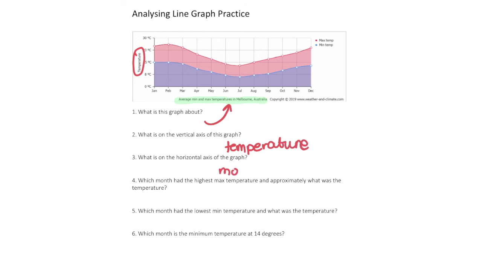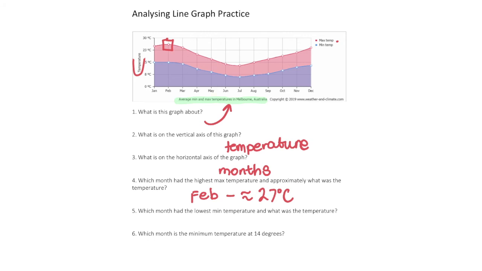It is months. Which month had the highest maximum temperature? So maximum temperature is this red line. Which one had the highest? Looking like Feb. Can you see it? And the temperature is something between 23 and 30. It's actually a bit tricky to see, but I'm going to go 27. Around, remember these squiggly equal signs can mean around 27. If you got something near 27, I'll be happy.